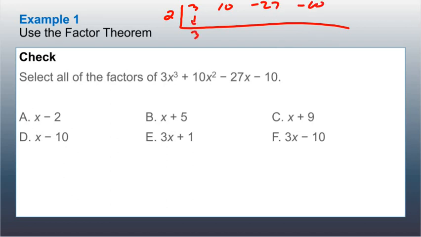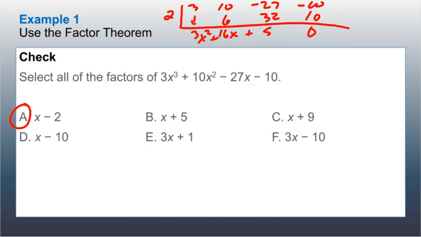Bring down the 3, so this would be 6, 16, 32, gives us a positive 5. This will give us a positive 10, which gives us 0. So A is a factor. This would be 3x squared plus 16x plus 5.